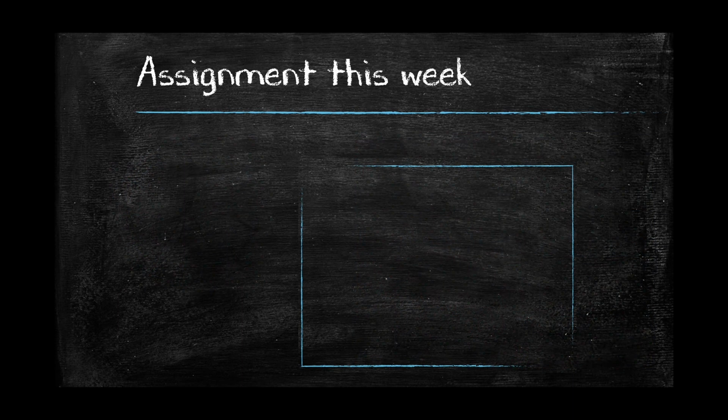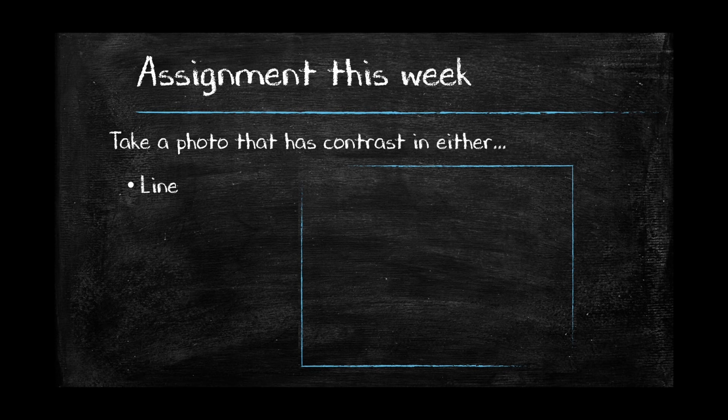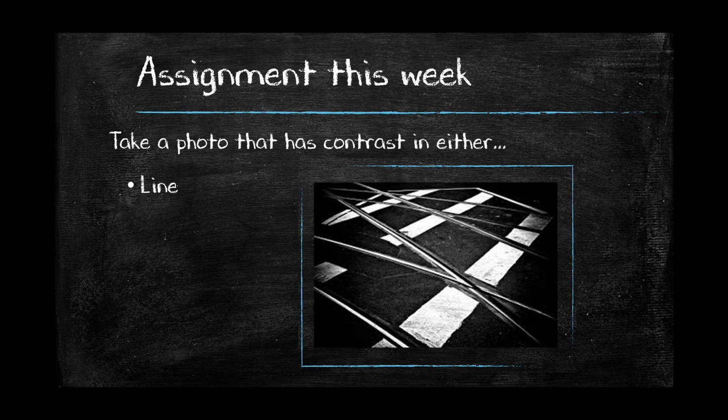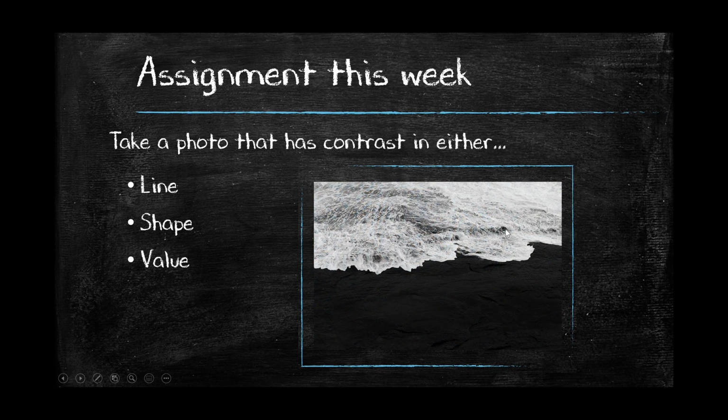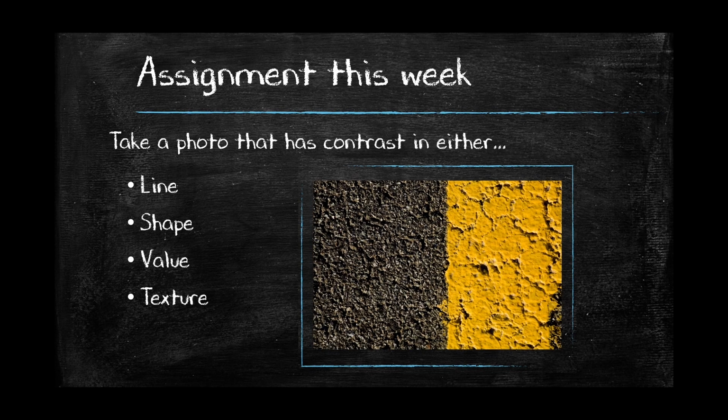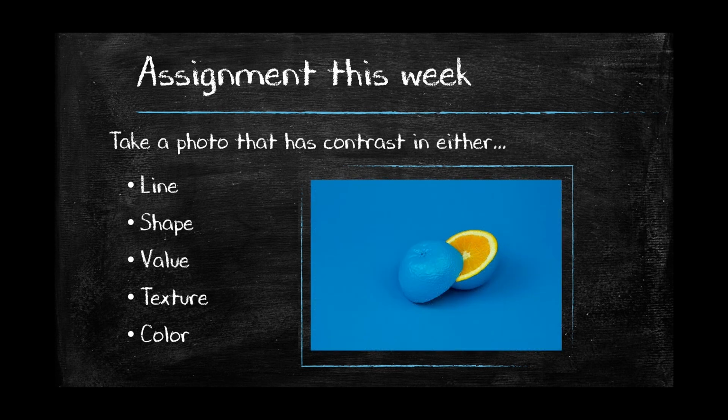Your assignment this week is to take a photograph that has contrast in either line, like this photo that has different contrasting lines, shape. For example, we have the geometric shapes of the buildings contrasted with these organic shapes of the clouds. Value, really, really dark against really light. Texture, two contrasting textures in a photo, or color, having two contrasting or opposite colors in a photo.